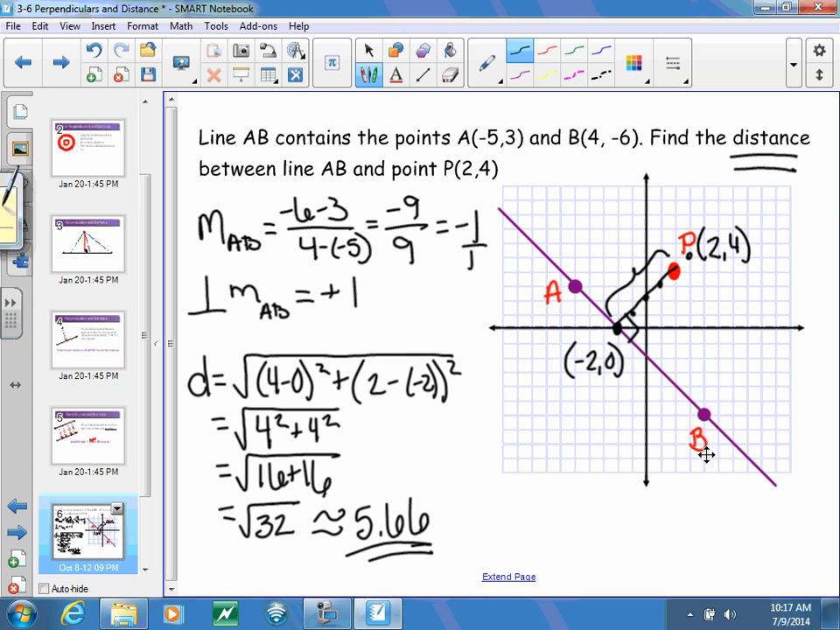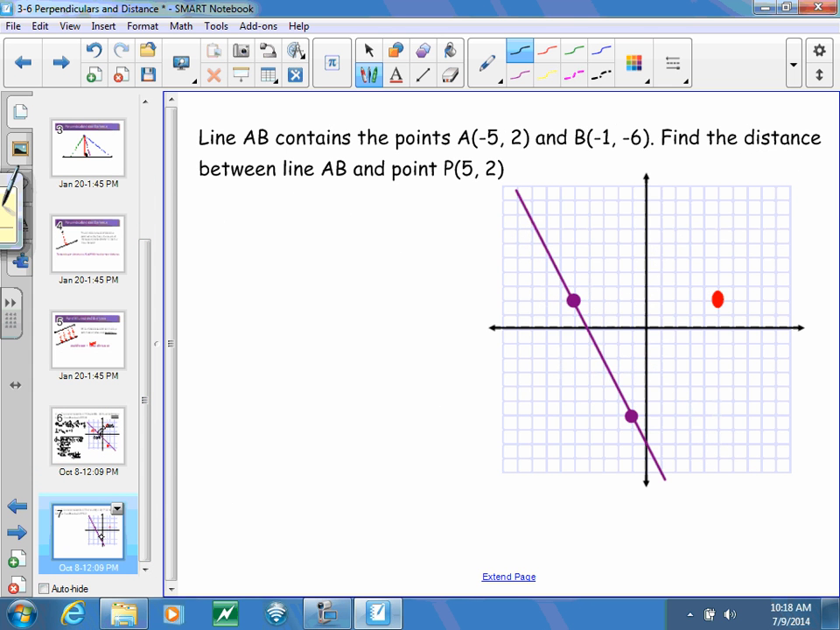So you had to find the slope, then we had to find the perpendicular slope, and then we're using our distance formula. I'll go through one more example if you need it. So here I once again have A and B, and then I have point P, which is all by its lonesome. And I want to find out what the distance is from point P to line AB. So I need to figure out what the perpendicular distance is.